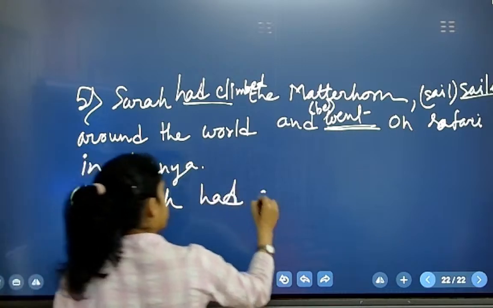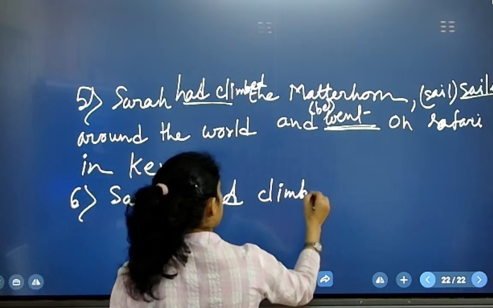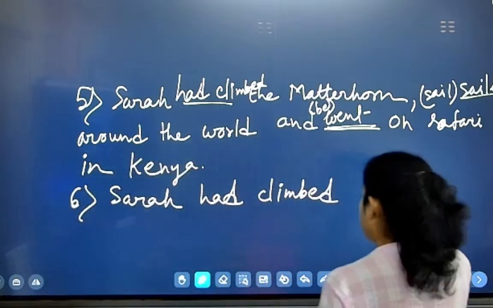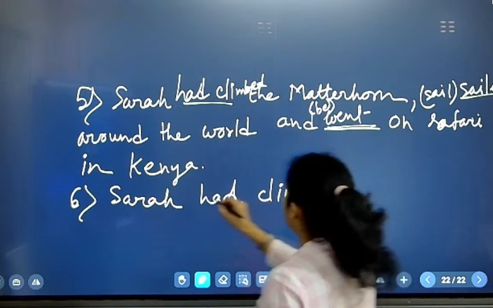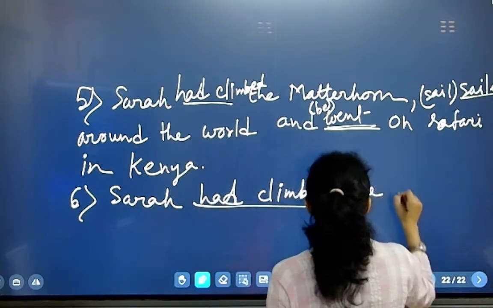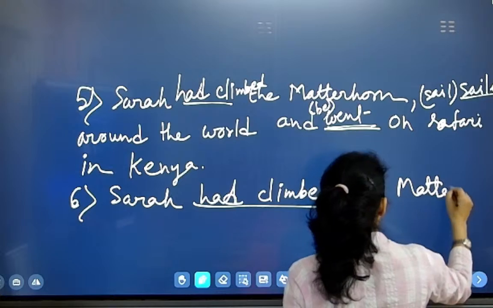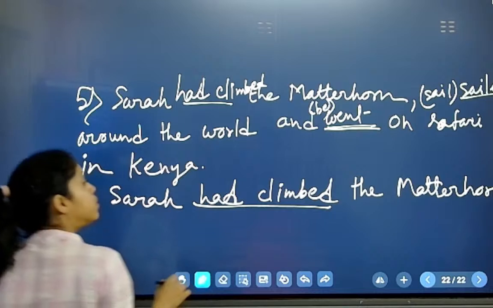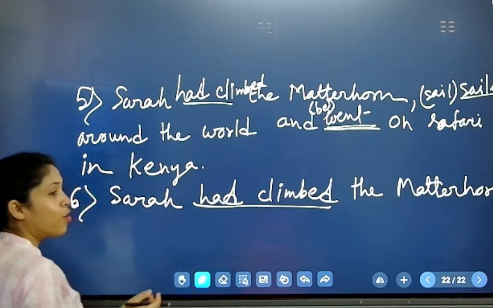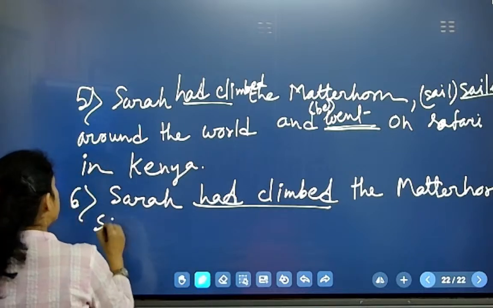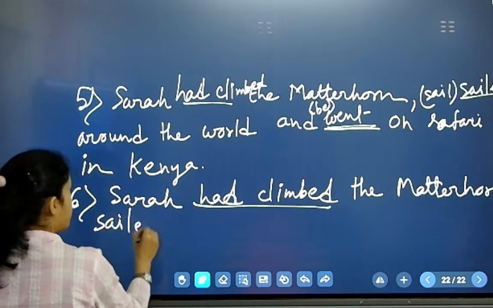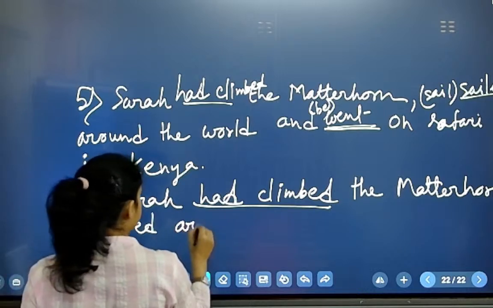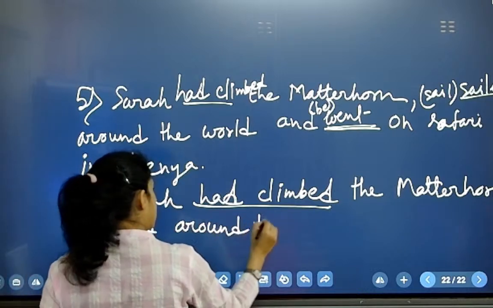Have you got anything in the answer? Had climbed, no? Had climbed the Matterhorn. Sometimes Google also gives us wrong answers, isn't it? So we have to go by the rule. Sailed around the world.